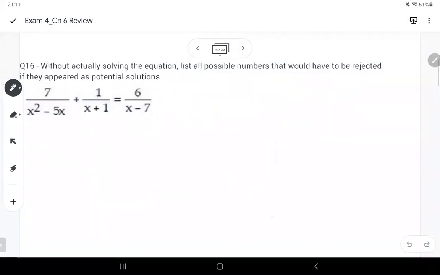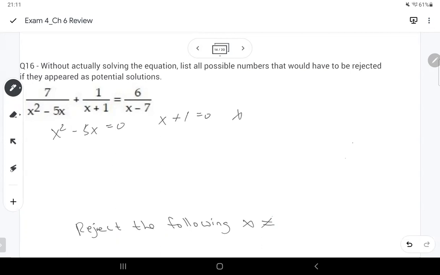All right, without actually solving, list all possible numbers that should be rejected. So you're going to reject the following list. Mine has 4, yours will have 3. Make sure you factor correctly.